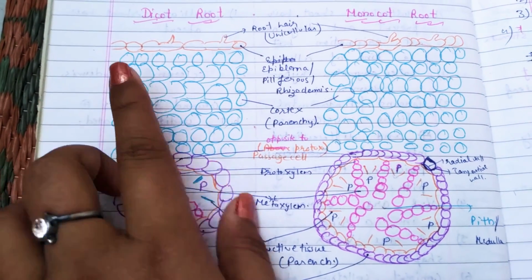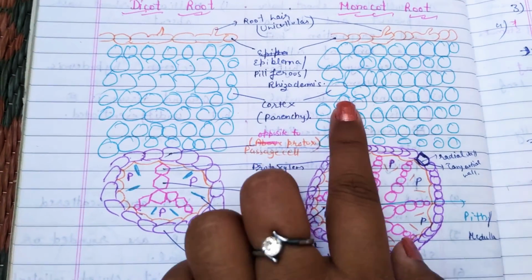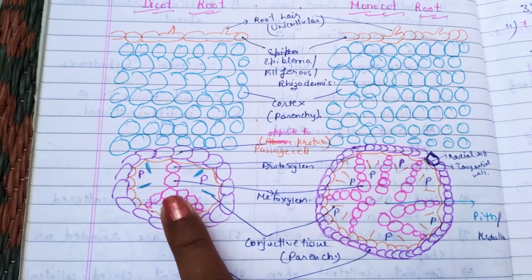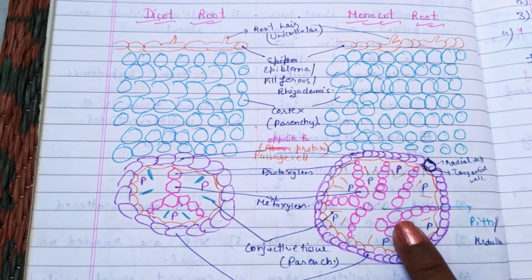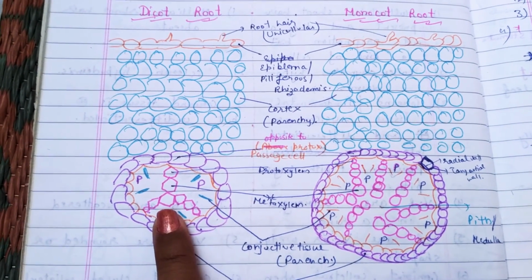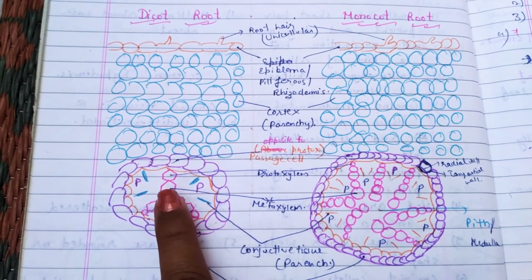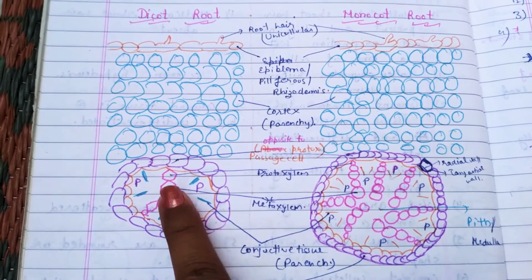In the dicot root there is no pith in the center, but in the monocot root there is a large pith. The number of xylem is less in the dicot root, but the number of xylem is high in the monocot root. The number of passage cells is less in the dicot root and high in the monocot root, and these passage cells help in the formation of lateral roots.